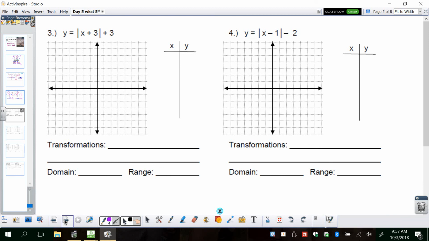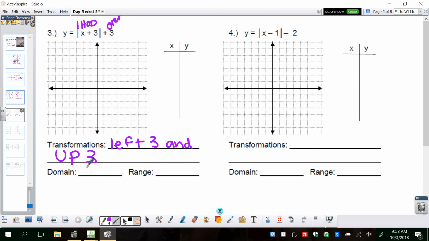Okay, so we have an inside change, and we have an outside change. What is that inside change telling me, that plus 3? Left 3. The outside is up 3. And what's the outside change mean? It's outside, so it's vertical. It's exact, so am I going up or down? Up 3.